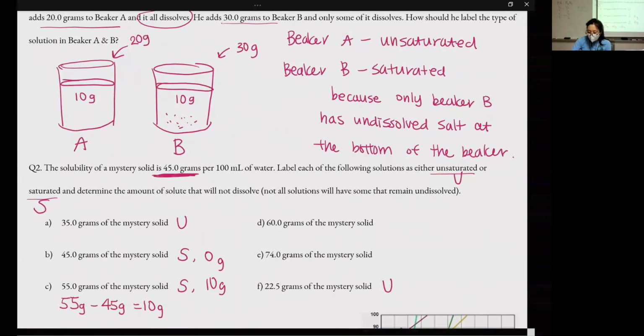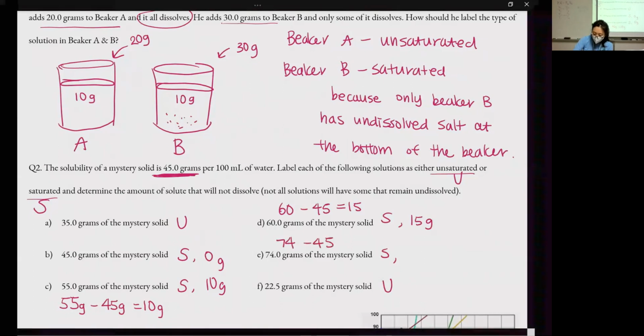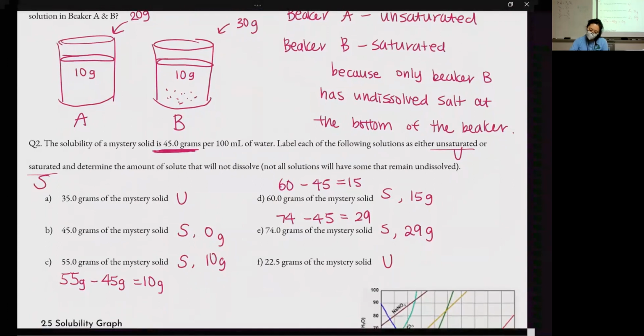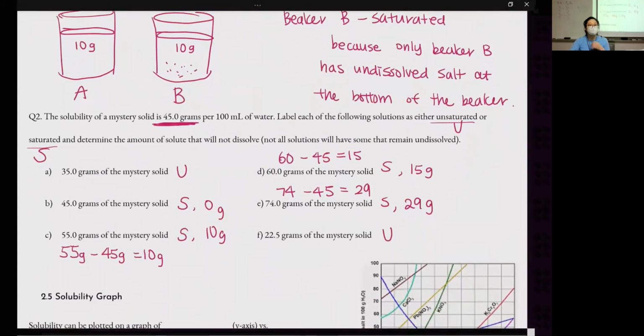All right, 60 and 74, both of them will be saturated solutions. And then 60 minus 45 will be 15. So 15 grams will not be dissolved. 74 minus 45 would be 29. So 29 grams will be undissolved. Okay, so that was question 2.